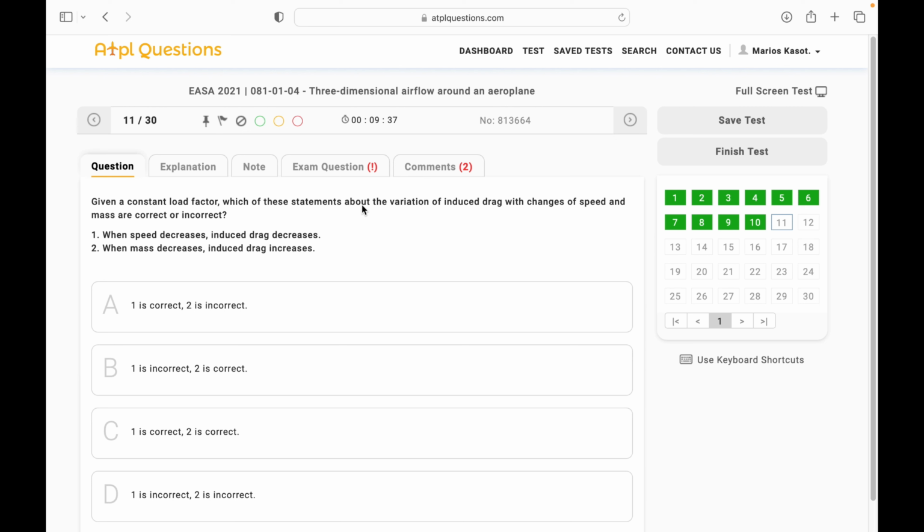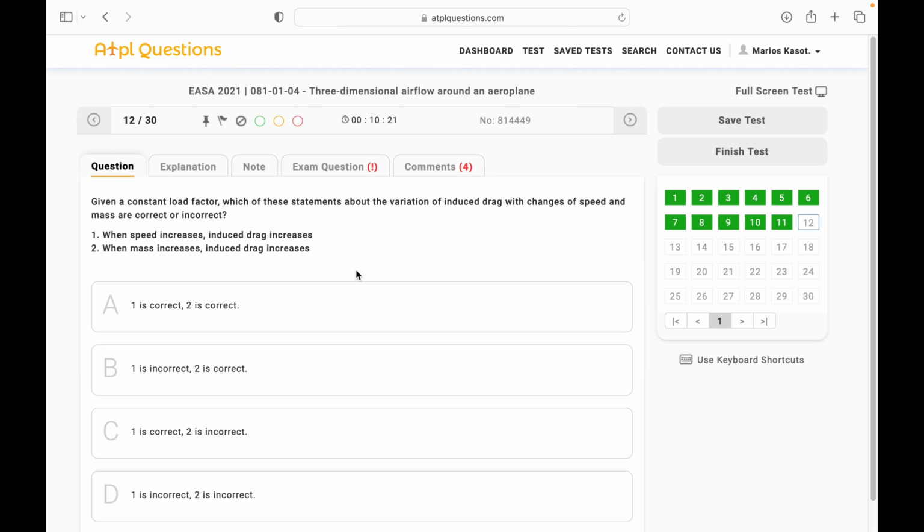Given a constant load factor, which of these statements about the variation of induced drag with changes of speed and mass are correct or incorrect? When speed decreases, induced drag decreases. When speed decreases, induced drag will increase. So the first one is obviously incorrect. And when mass decreases, induced drag increases. Both of them are incorrect. We have seen similar questions a lot of times. So incorrect and incorrect. The correct answer is D.